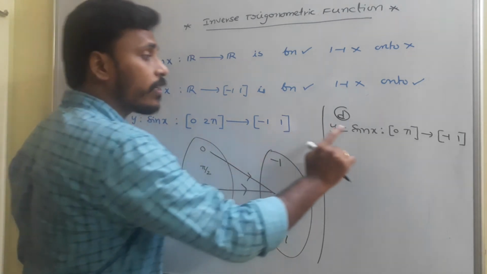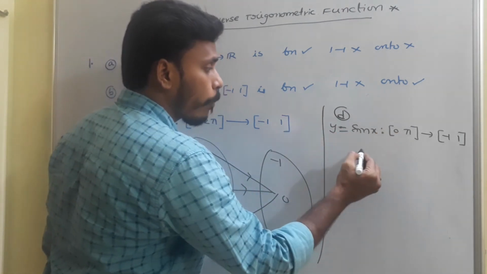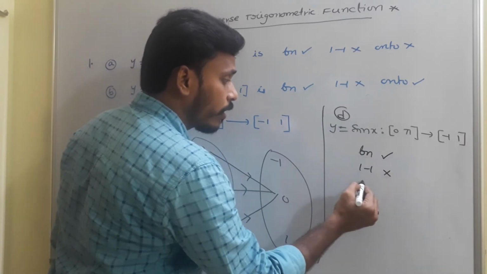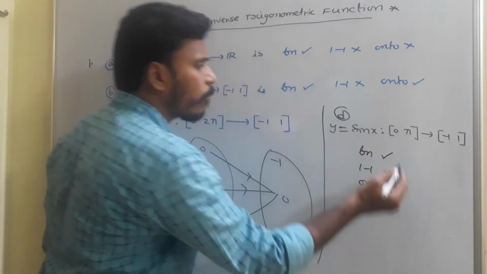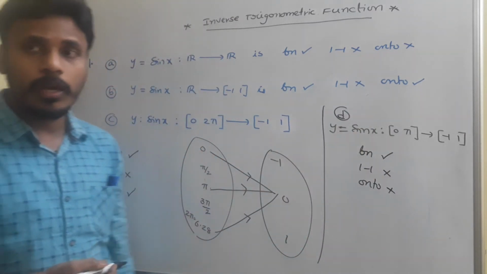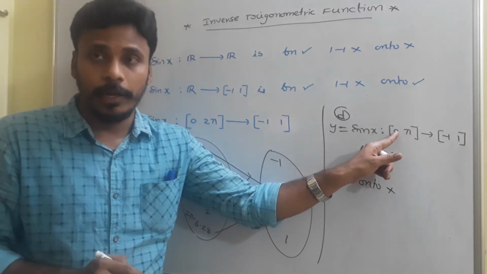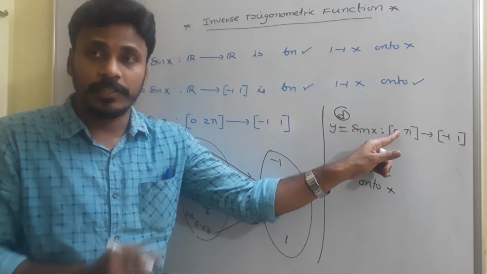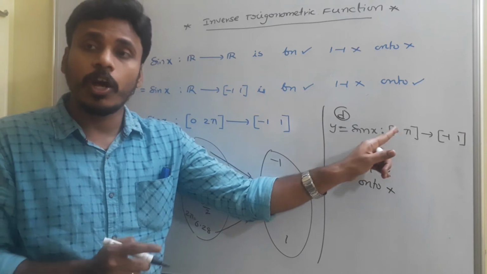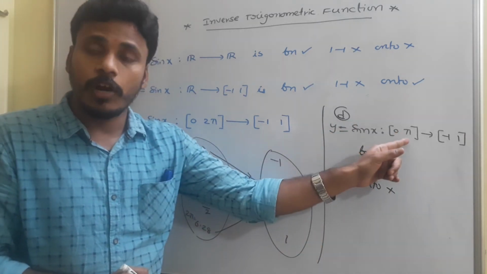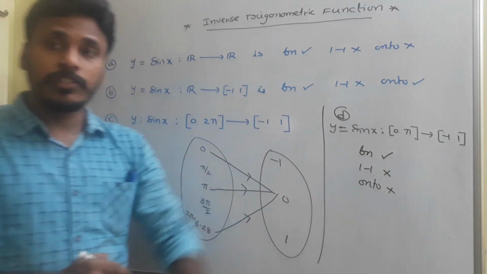So if you consider sin x with the domain 0 to pi, this is just a function. It is not 1-1 and it is not onto. Just think about it. Very simple idea. Why? Because in between these two we have 30 degrees, which is connected to 1 by 2. 30 degrees means pi by 6. In the same way, in the second quadrant also we have one angle corresponding to that 1 by 2. So this is not 1-1, this is not onto, it is just a function.